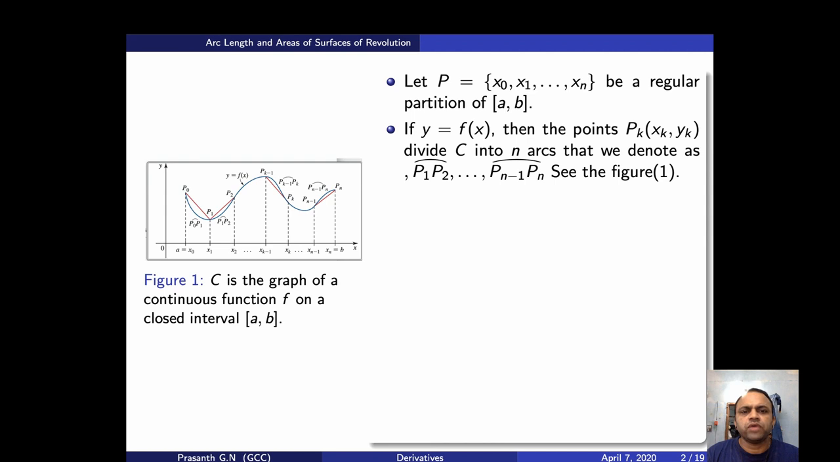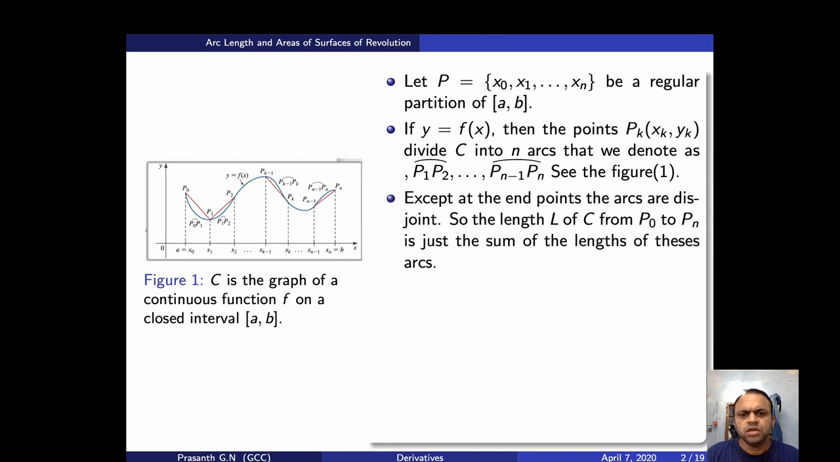Now, so y equal to f of x, then the points Pk (xk, yk) divide the curve C into n arcs. You can see the n arcs, P0 to P1, P1 to P2, P2 to P3, etc. It goes on like this. We denote them as arc P1P2, arc P2P3, etc. Except at the end points, the arcs are disjoint.